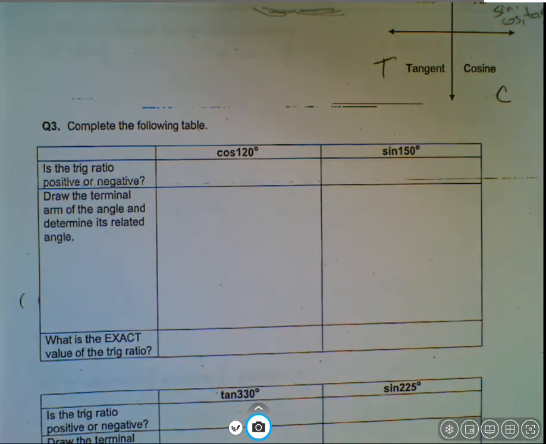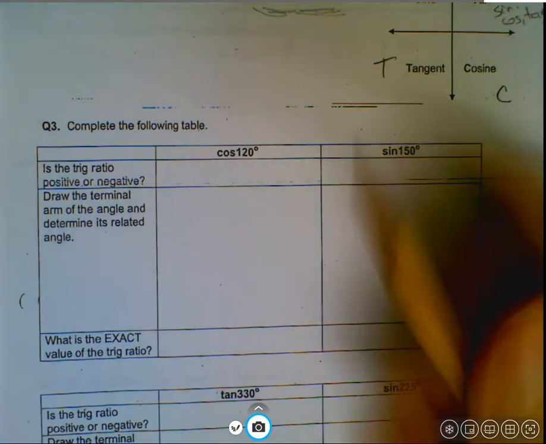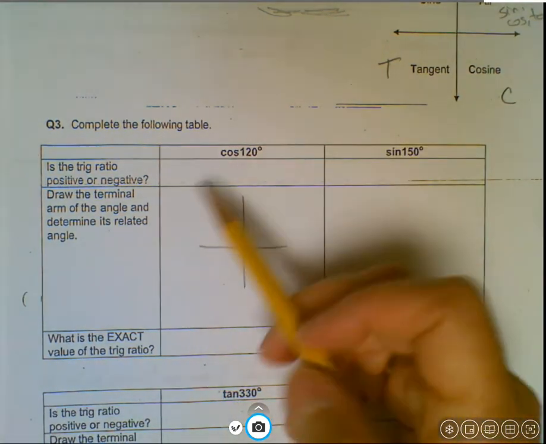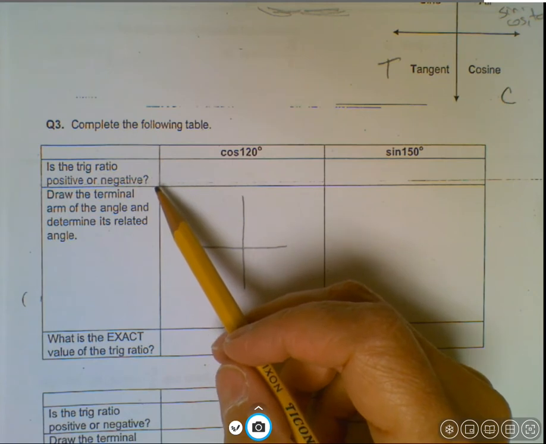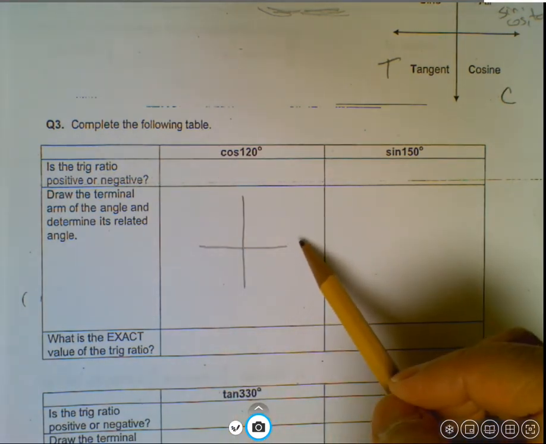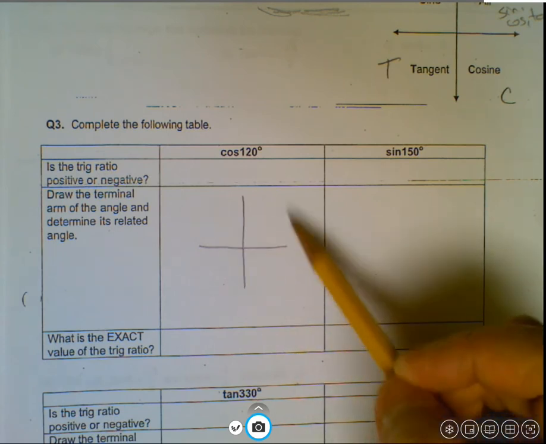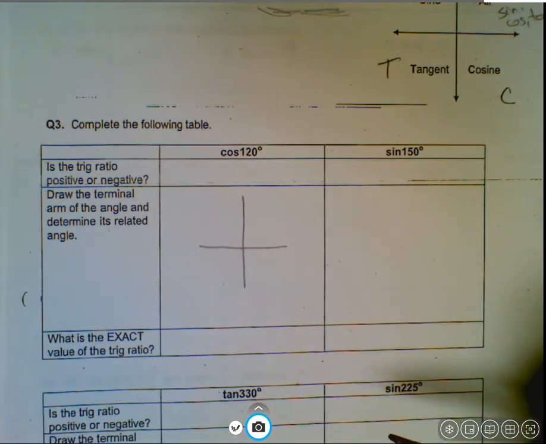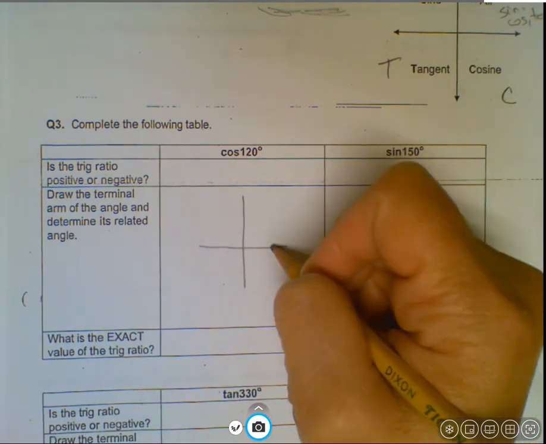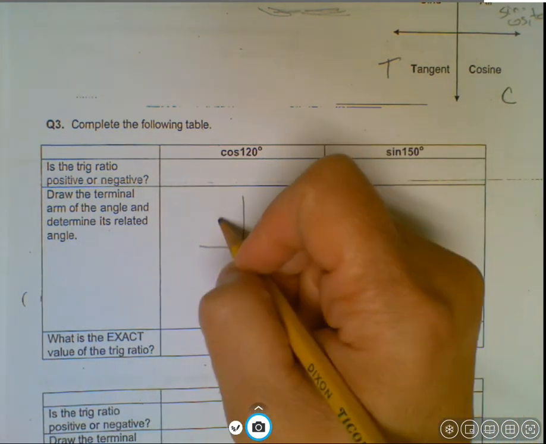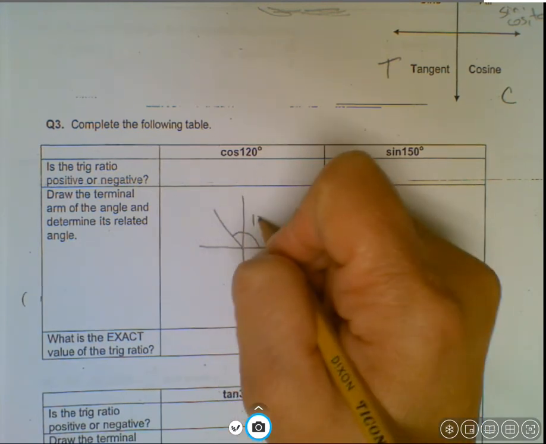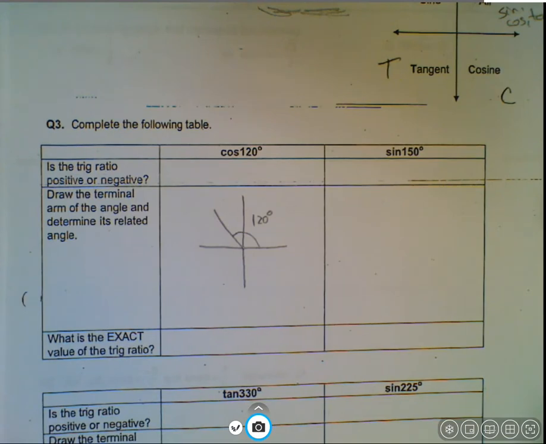So what is the cosine of 120 degrees? So cosine of 120, so first thing we're going to do is we're going to draw it. Now I see there's a blank that says, is the trig ratio positive or negative? I'm just going to leave that for now because I'm going to start every solution with the diagram and then we can answer the other questions. Okay, so 120 degrees, the first thing we do is we're going to draw it. So 0, 90, 120 is going to be somewhere in quadrant 2. This is 120 degrees.